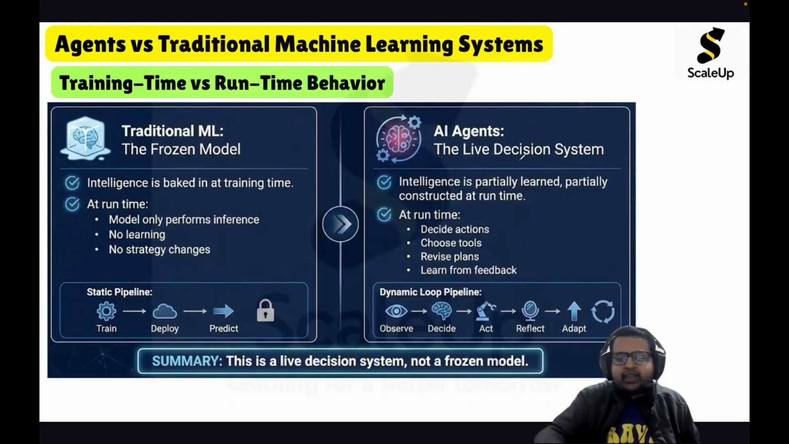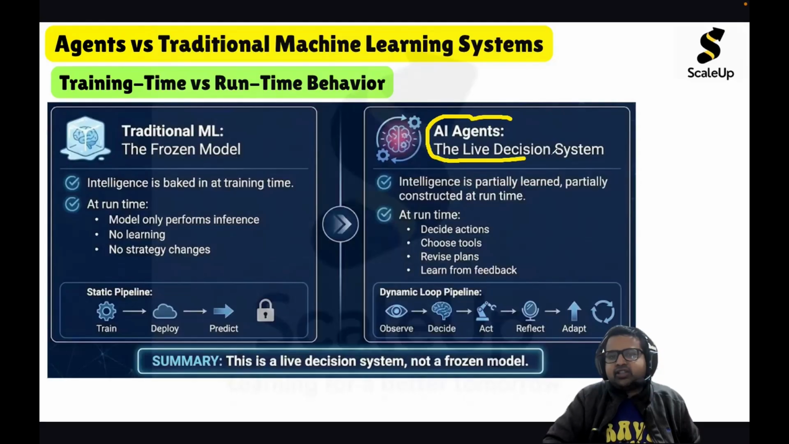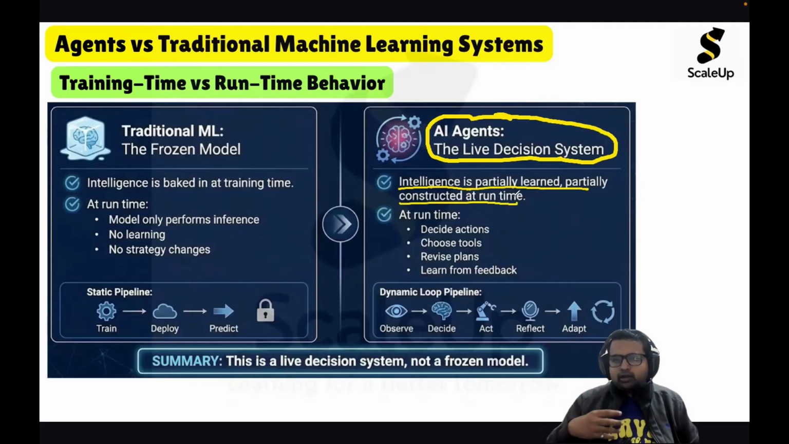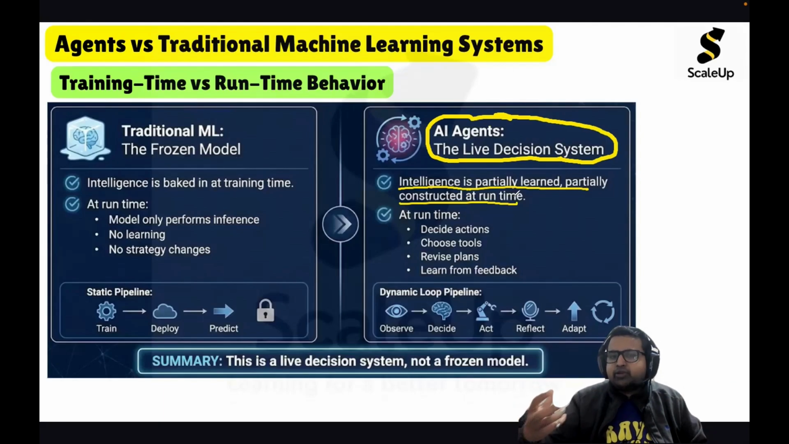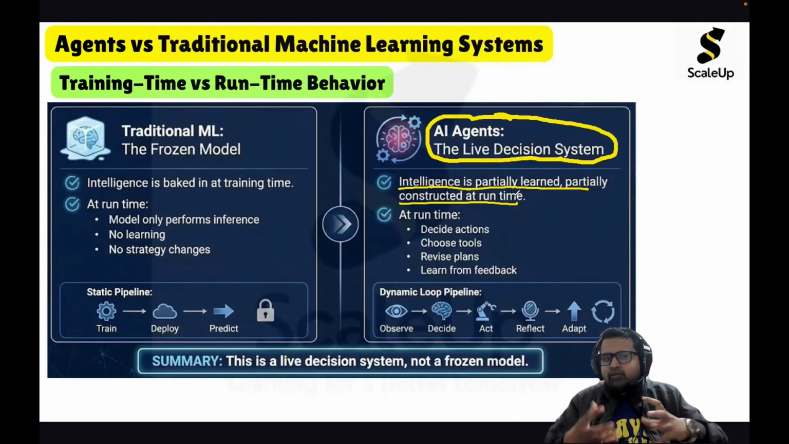But if we talk about AI agents, they are live decision systems. They are very dynamic in nature. Here, intelligence is partially learned and partially constructed at runtime. This is very important. During training time, partial intelligence is learned, but learning also happens at runtime. So at runtime, an AI agent will not just do predictions; rather, it will decide actions based on the inputs. It will interpret the intent and decide actions.